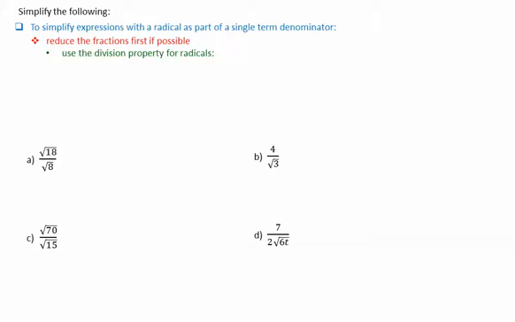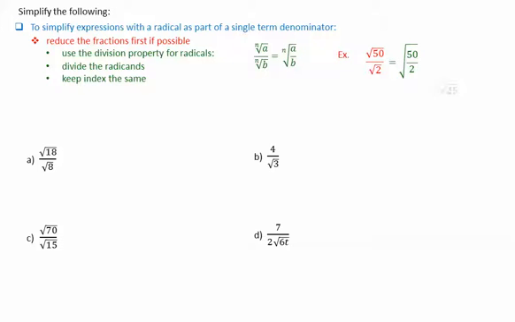Use the division property for radicals. The nth root of a divided by the nth root of b is equal to the nth root of a over b. We can then divide the radicands, making sure that you keep the index the same. As an example, the square root of 50 divided by the square root of 2. We can write that as the square root of 50 over 2, which is the square root of 25, which is equal to 5.